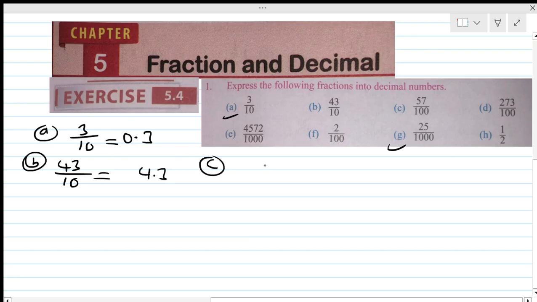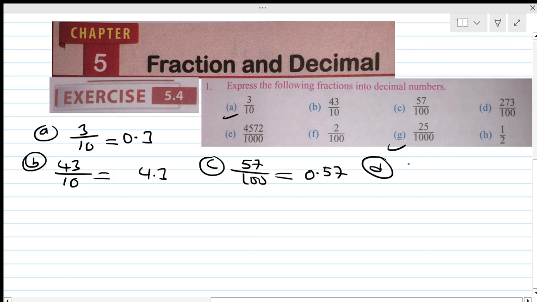And now number C, 57 divided by 100. You see two zeros, so it means after the decimal you have to place two digits. So 57, say my copy first, and these are already two digits, so just keep a point in front of this. So after the point there are two digits, so 0.57 is the answer.